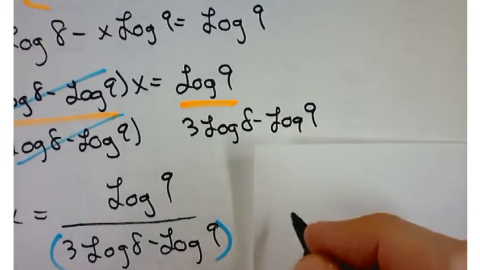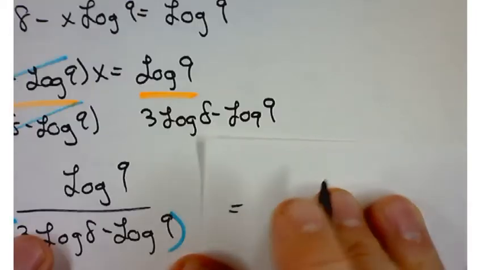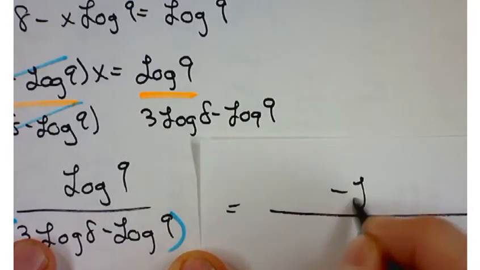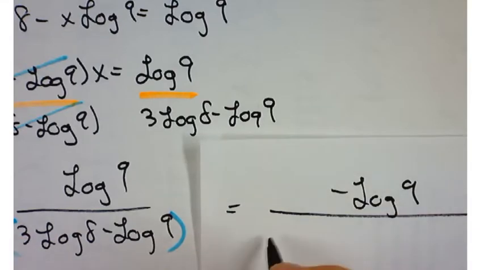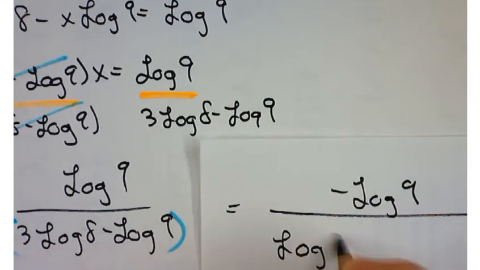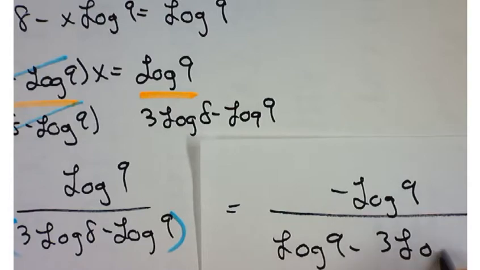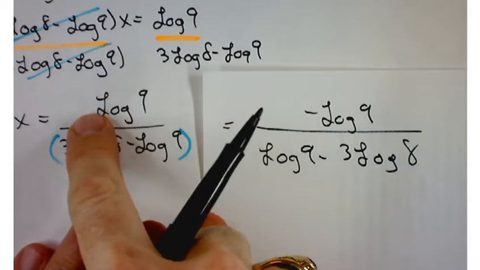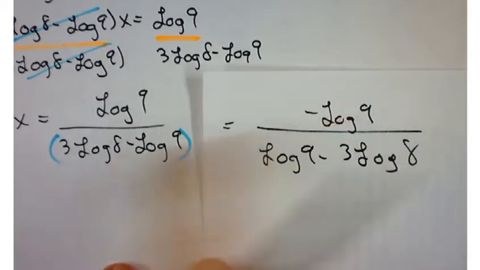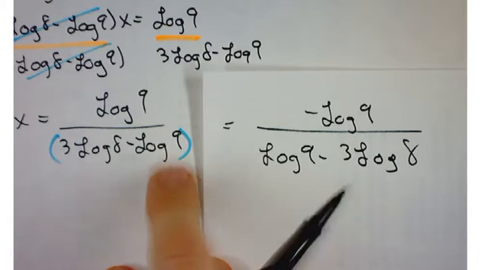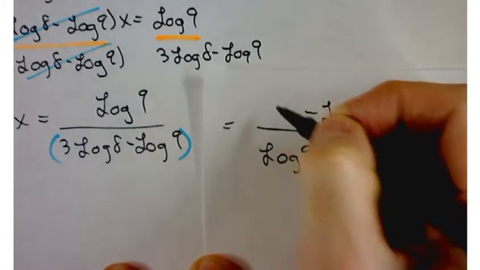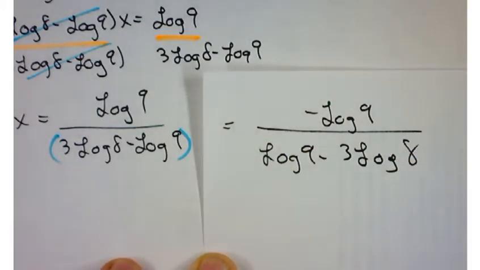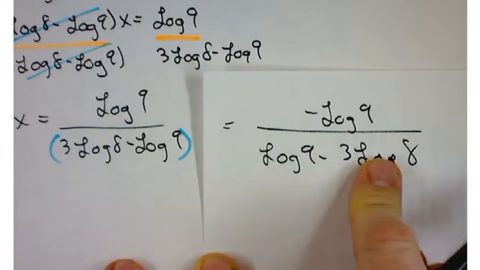Well, an equivalent expression that I've seen some people get would be minus log of 9 over log of 9 minus 3 log of 8. And I say that's an equivalent expression because it's opposite of this in the numerator, but it's also opposite in the denominator. And so if you have a negative divided by a negative, they cancel each other out. So that'd be a different way to write the same solution.